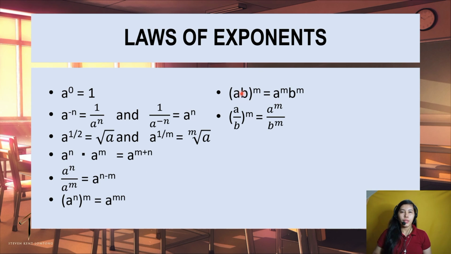Then, for distribution of exponent, quantity ab raised to m is equal to a raised to m, b raised to m. So, same method when dealing with the quotient a over b raised to m, that's equal to a raised to m over b raised to m.